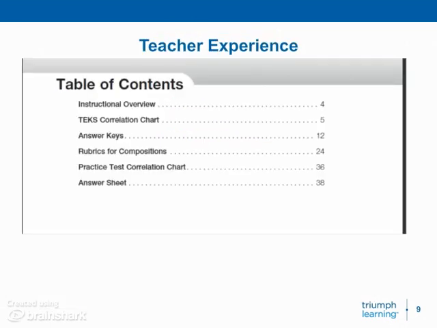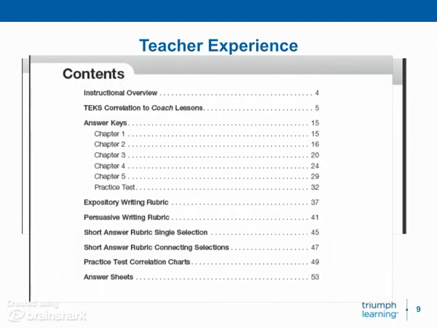This is a snapshot of each of the table of contents from the teacher editions. The table of contents from the English 1 teacher edition was done in a bit of a different format than the table of contents from the English 2, but for the most part, the same components are in each. Both have a brief instructional overview, both have the TEKS correlation charts to the Coach lessons, answer keys are provided for all lessons as well as grading rubrics for the different essays students can write in either English 1 or 2. Reproducible answer sheets are also provided for the practice tests.